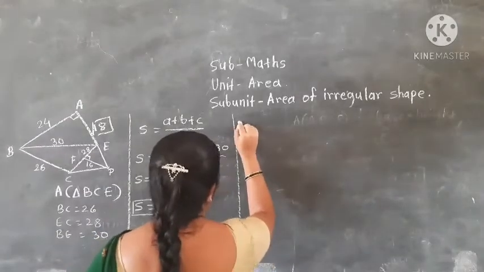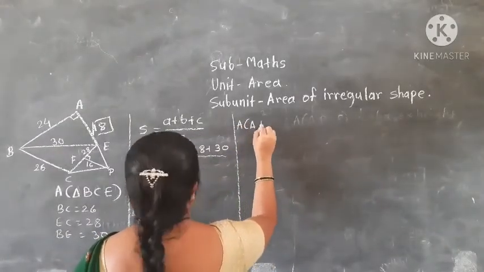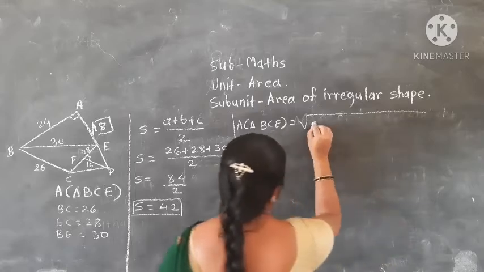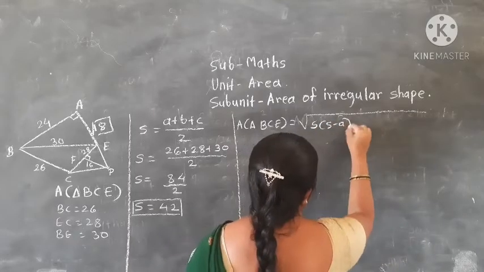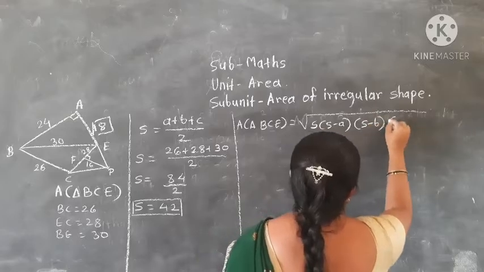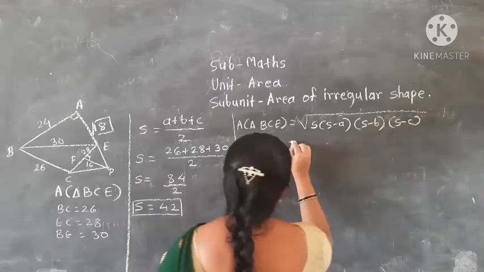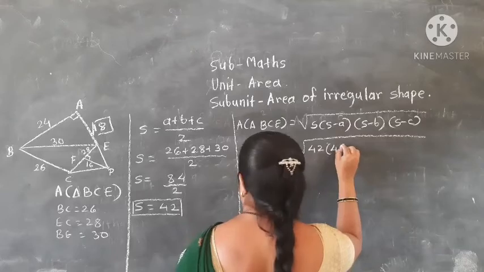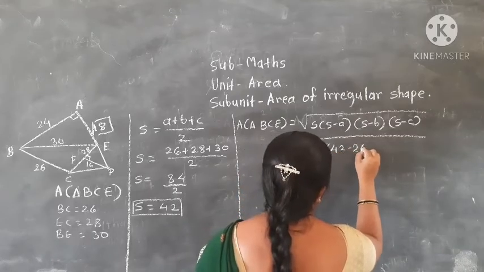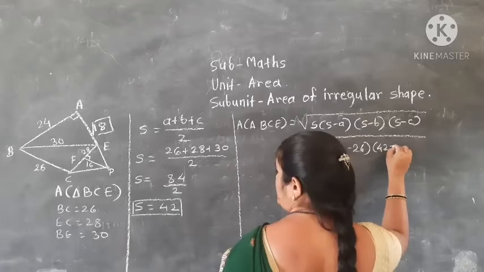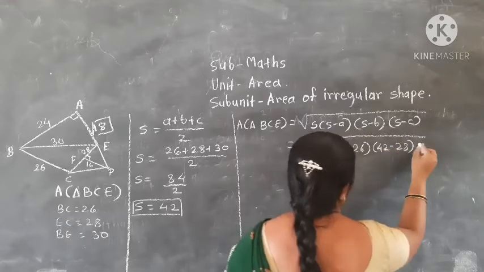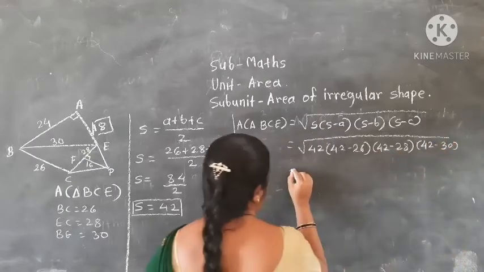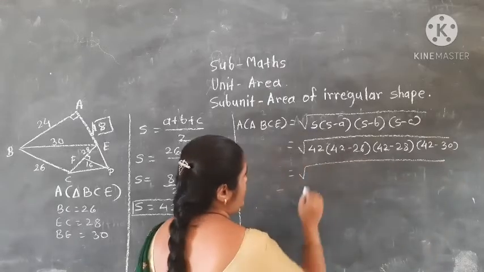Then write the next formula. Area of triangle BCE is equal to square root of S into (S minus A) into (S minus B) and (S minus C). Add the values. The value of S is 42. 42 minus 26, 42 minus 28 and 42 minus 30. First we have to solve the brackets.